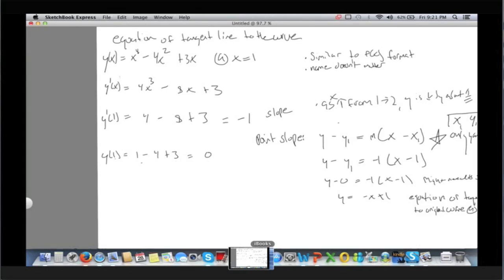Well, I'm trying to zoom out so I can see the curve, but it's not wanting to go. Okay, there we go.